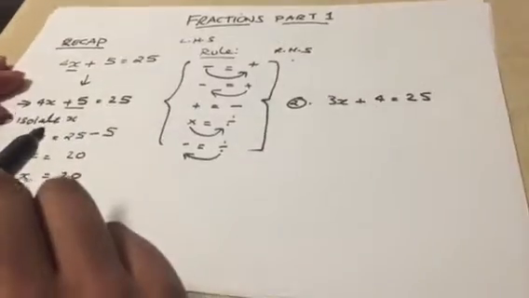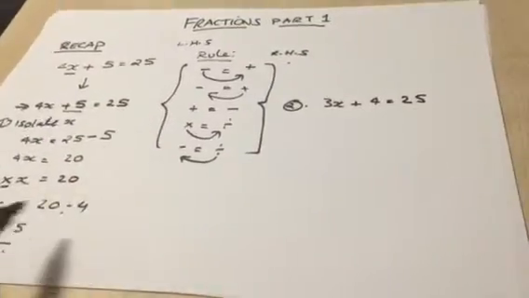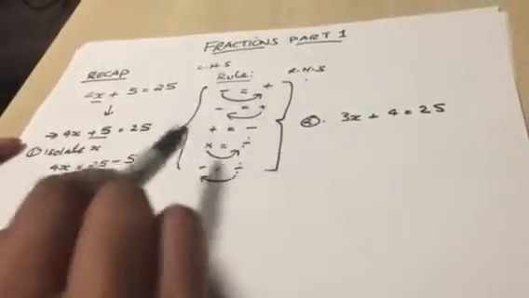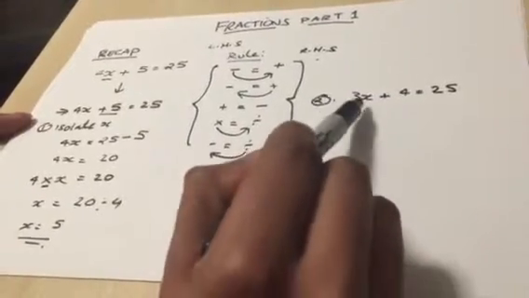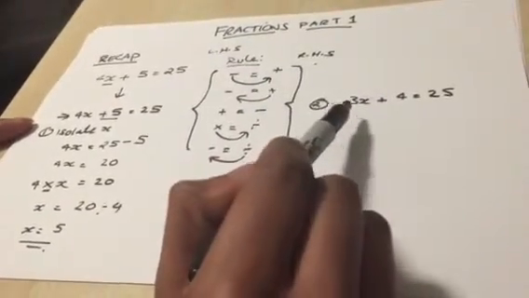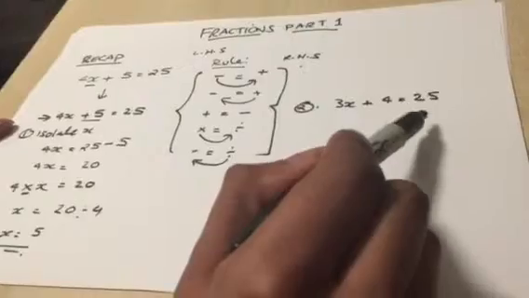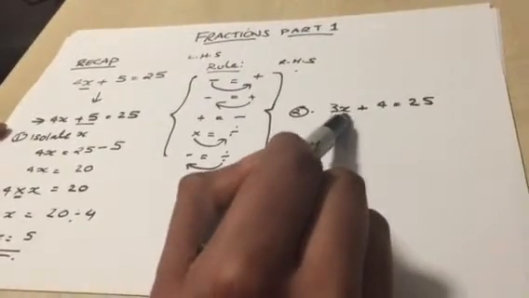So pause the video now and try to do this. Try to follow these steps, use these rules here, and try to work out the value of x. So the question is 3x plus 4 is equal to 25. I want you to work out the value of x.